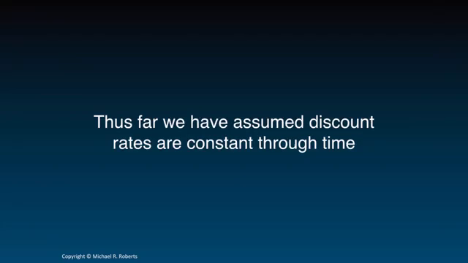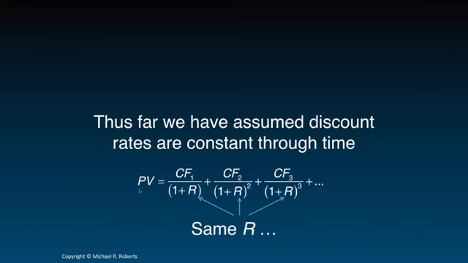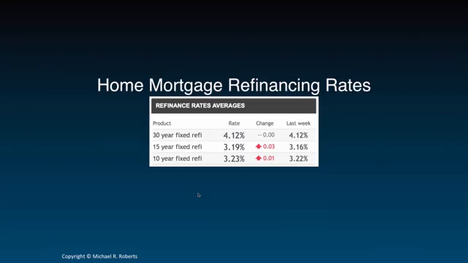Thus far, we've assumed discount rates are constant through time. They just don't change. What do I mean by that? Well, if I look at my present value formula, I take my cash flows and I discount them by 1 plus the discount rate. But notice that's the same discount rate. It's the same number for every cash flow, regardless of when the cash flow arrives. Now, in reality, it seems as if interest rates vary with the term of the investment. Let me give you some examples.